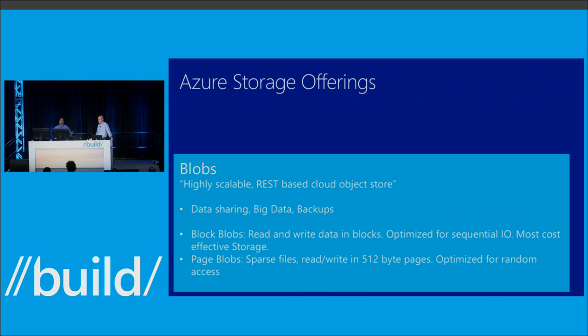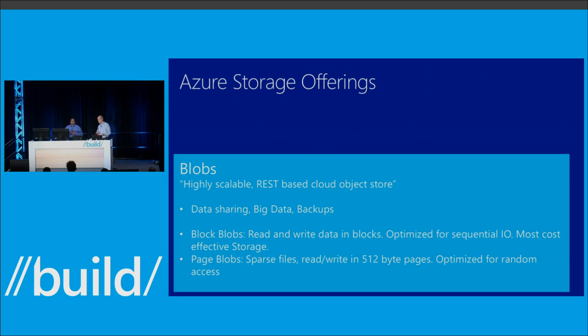There are two kinds of blobs. There are block blobs that are meant for sequential reads. It's where you'd upload files, download files. It's typically what you would be using. There are also page blobs, which are sparse files optimized for random access, and they actually form the backbone of Azure Infrastructure as a Service data disks.